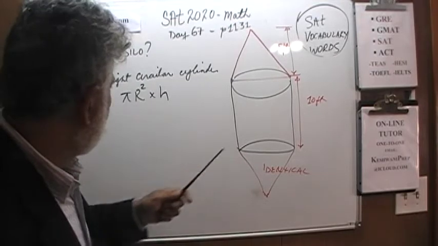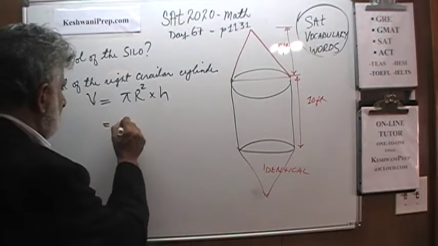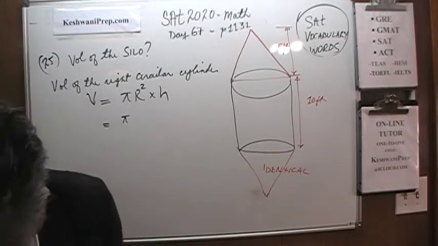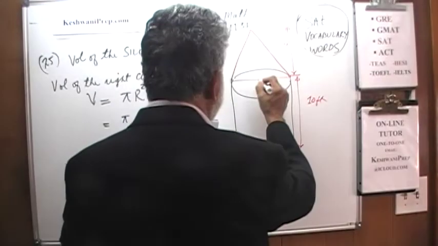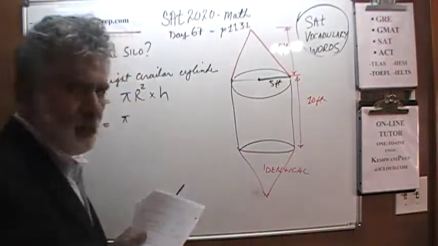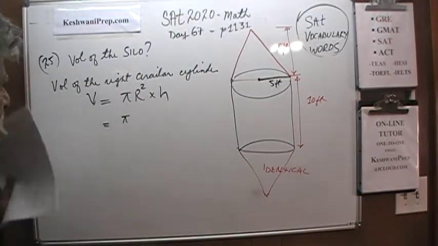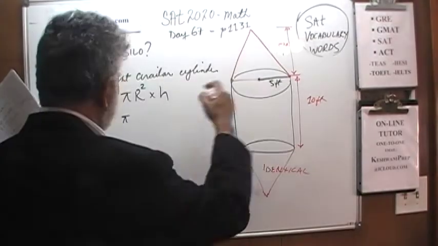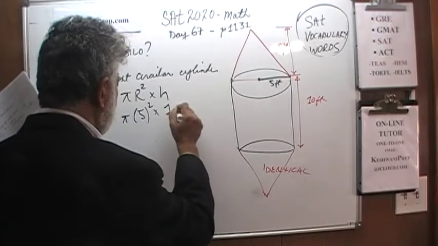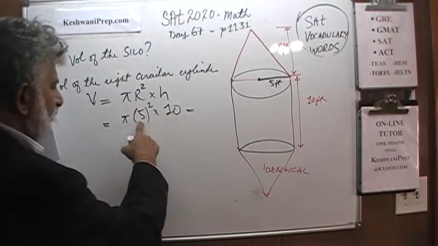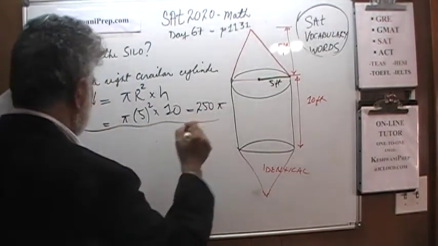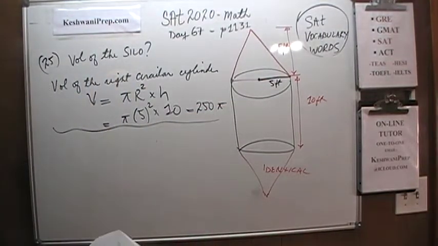Height we know is 10 feet, pi r squared, and for r squared, we are also told, I left it out, that the radius here from here to here is 5 feet. So r is 5, it's 5 squared times the height, which is 10. 25 times 10 is 250, so it's 250 pi. That part is simple and straightforward, it is done.